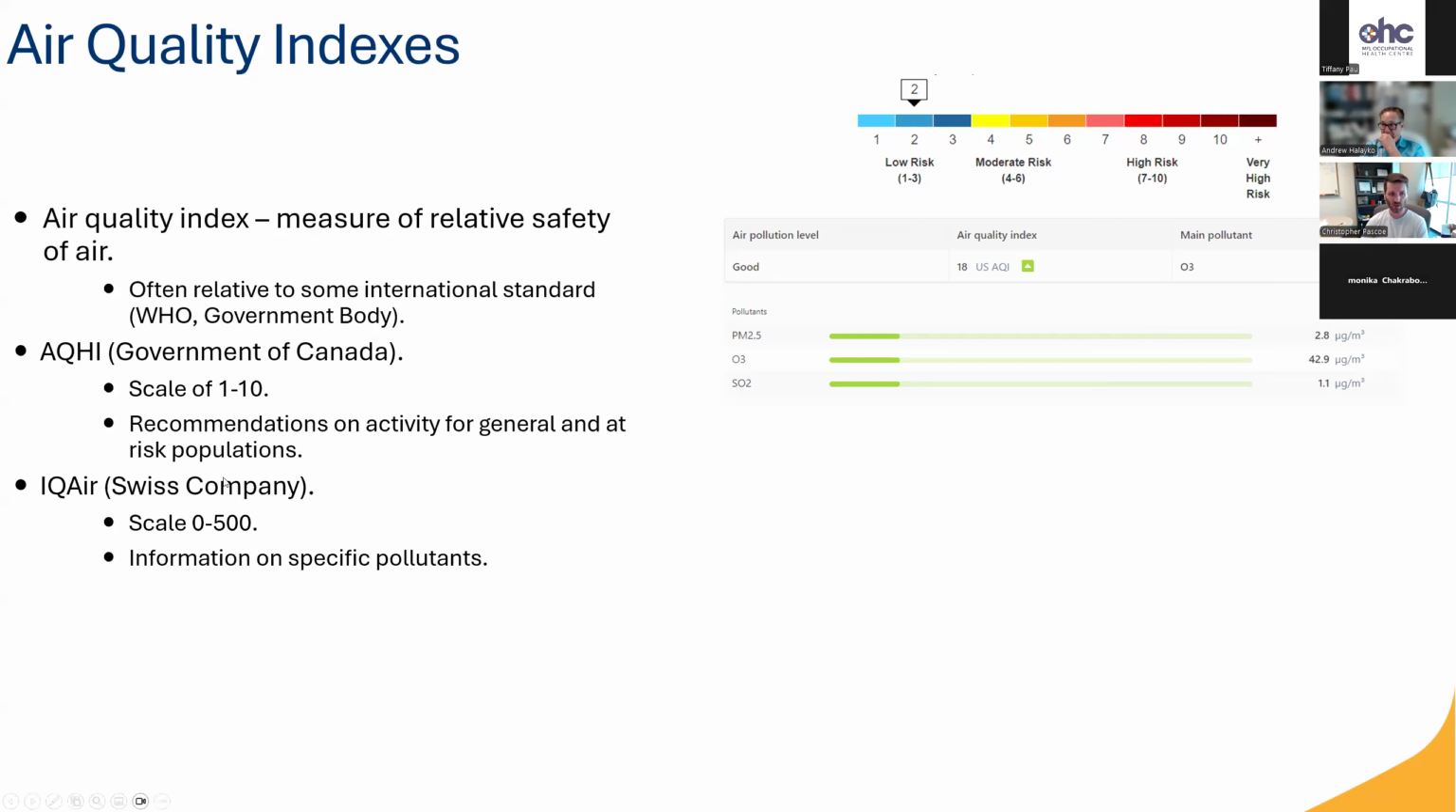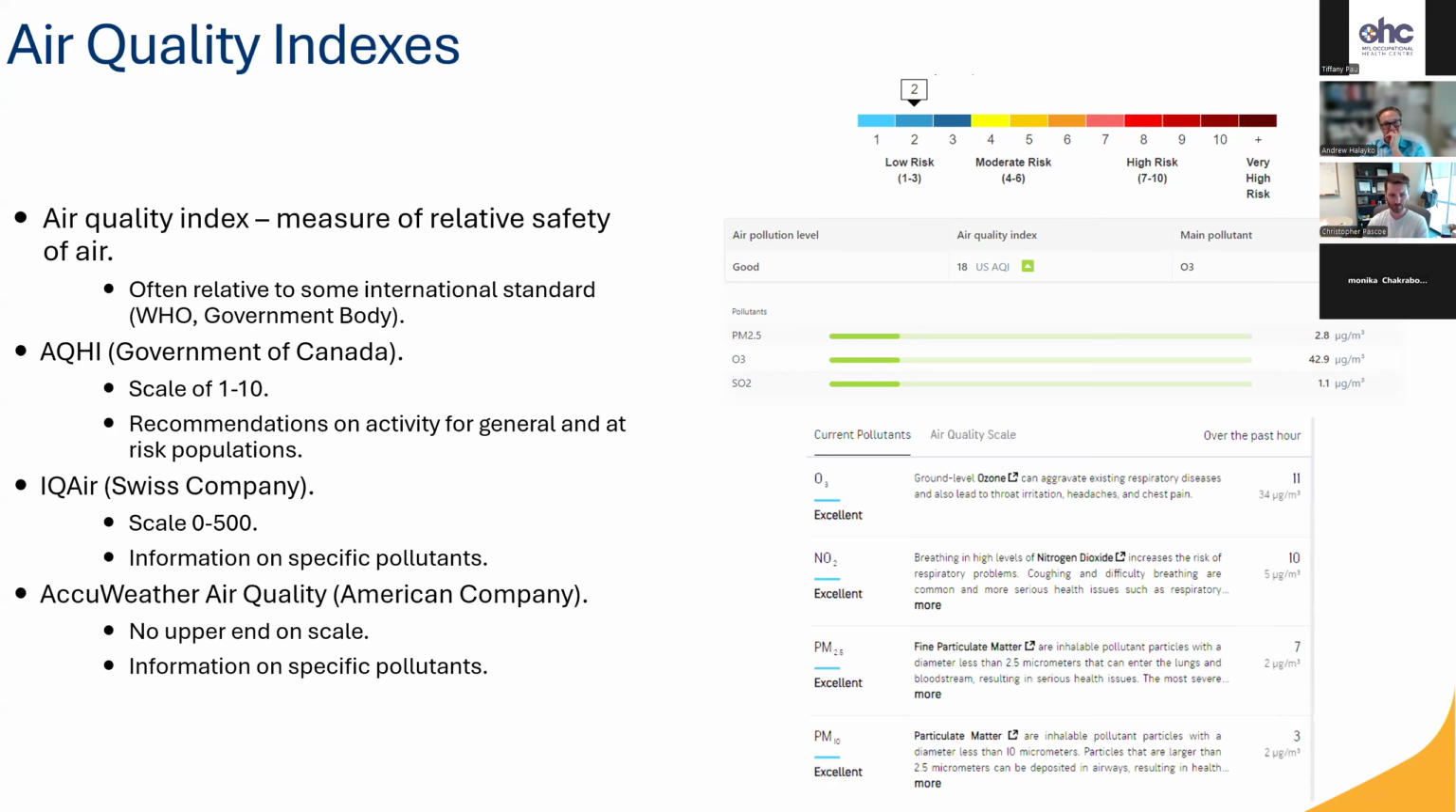IQAir is a Swiss company that monitors air quality. It presents its data on a scale of 0 to 500. The nice thing about websites like this that the AQHI doesn't give you is information on the specific pollutants contributing to that score, whereas the AQHI is an aggregate score of the major pollutants. This one breaks down PM2.5, ozone, and SO2 into specific concentrations to give you an idea of how poor the air is.